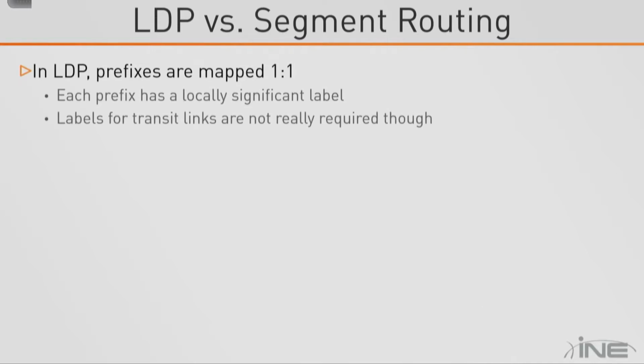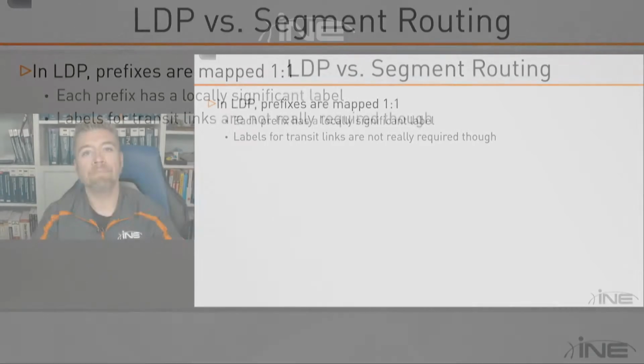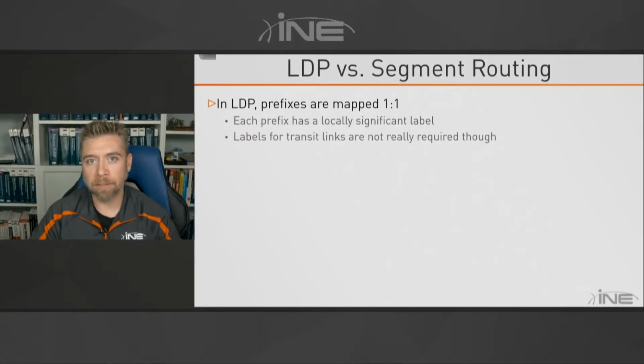Okay, so how does LDP compare to segment routing? So in LDP, we advertise our prefixes in OSPF or ISIS, then LDP starts running and it takes each prefix that you're advertising and it does a label binding to it. Now the potential problem with this though is that we don't necessarily need the label numbers for the transit links.